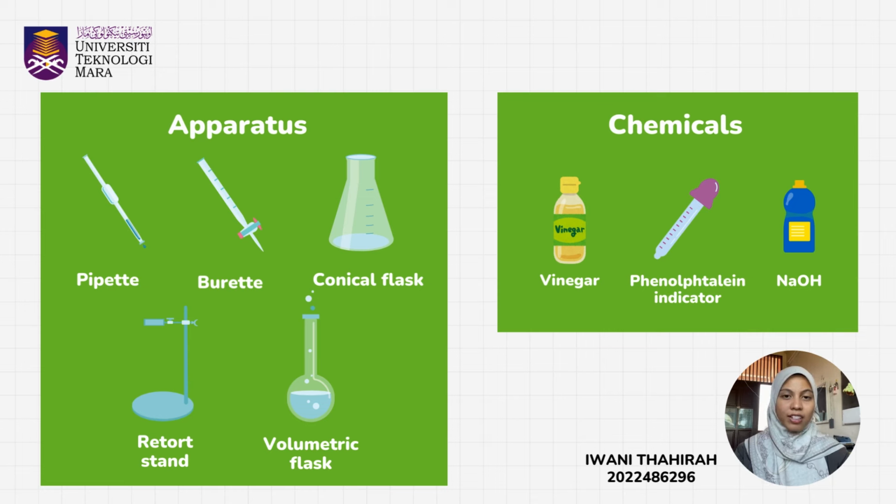So here I'm going to talk about the chemicals and apparatus that we use to conduct this experiment. In this experiment, we use several chemicals and apparatus including volumetric flask, conical flask, pipette, burette, retort stand, sodium hydroxide solution, phenolphthalein indicator, and vinegar.